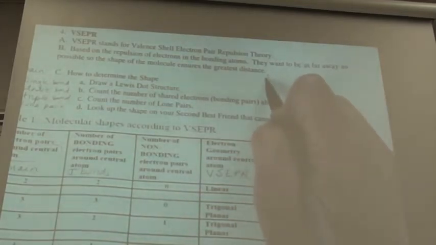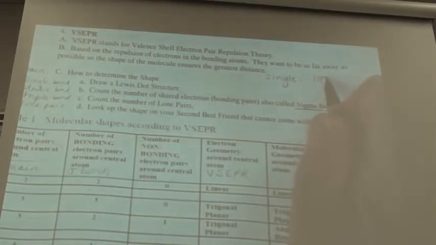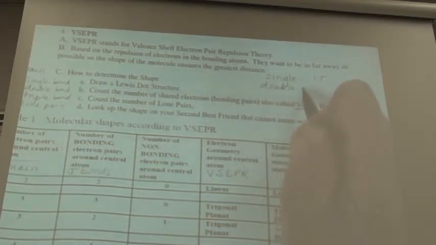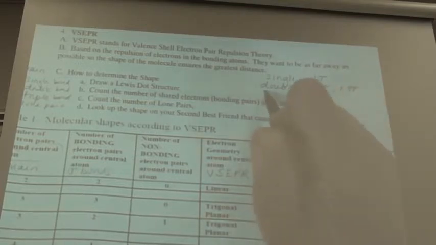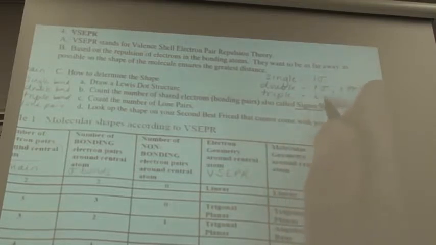Now, a single bond is composed of one sigma bond. A double bond is composed of one sigma bond and one pi bond. A triple bond is composed of one sigma bond and two pi bonds.